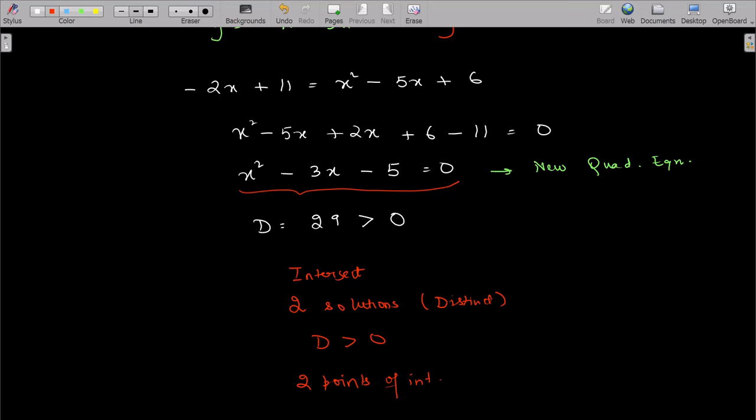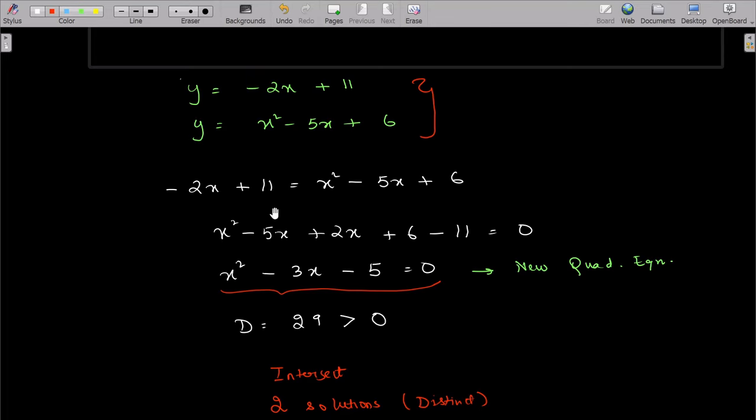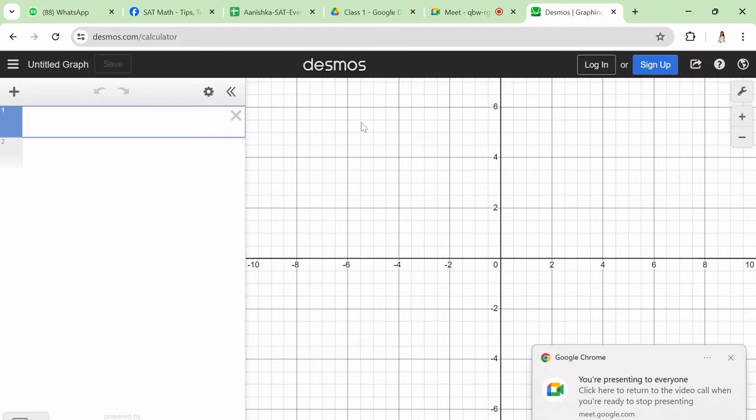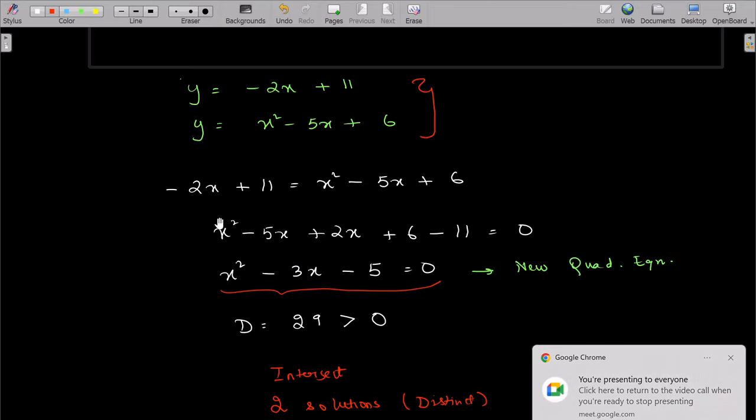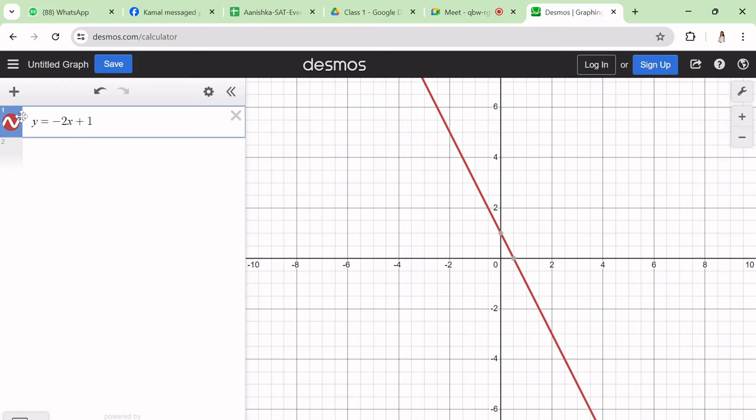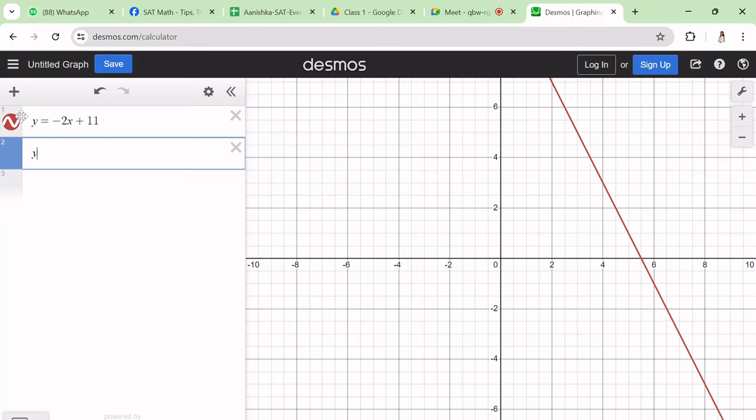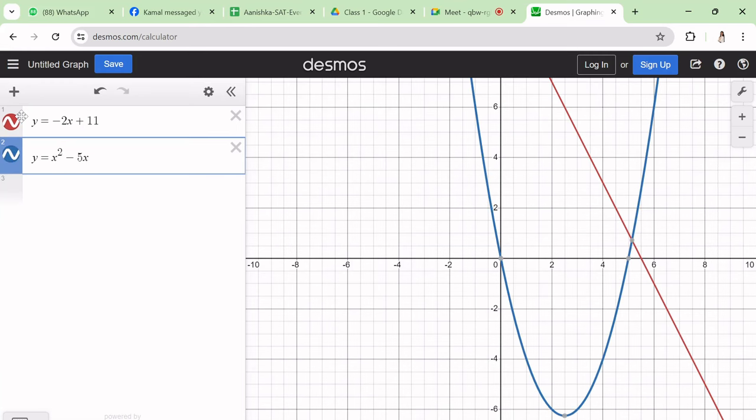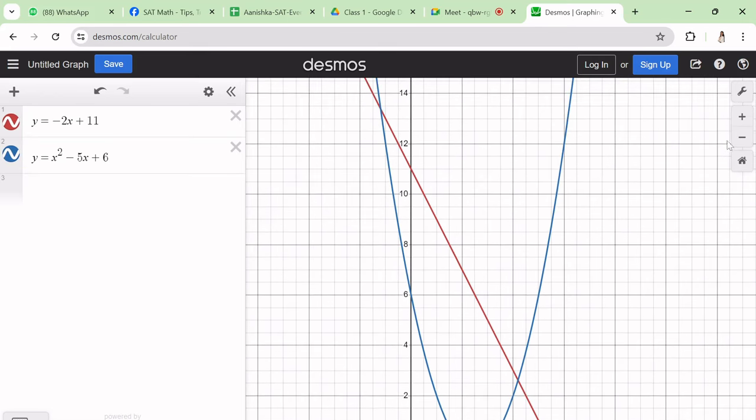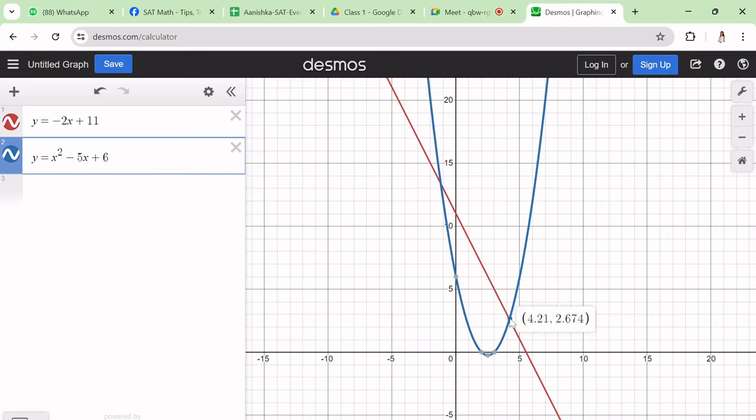Okay. Now let's see on Desmos. Let's verify this. What did we have? y is equal to negative 2x plus 11, and we had y is equal to x squared minus 5x plus 6. So both of them are intersecting at these two points, first point and the second point, right? So that means our answer is correct.